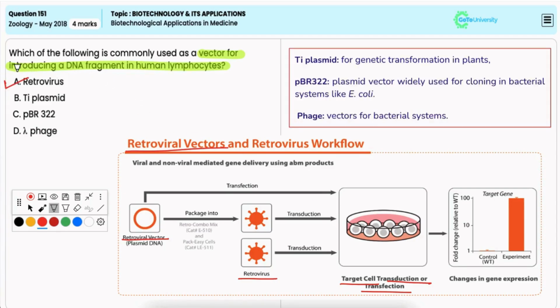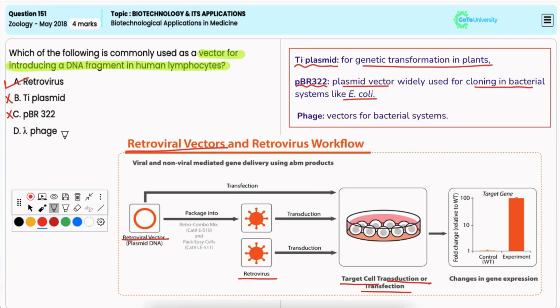Option B, TI plasmid. It is incorrect because TI plasmids are used for genetic transformation in plants and not human cells. Option C, pBR322. It is also incorrect because it is a plasmid vector which is used for cloning in bacterial systems like E. coli.